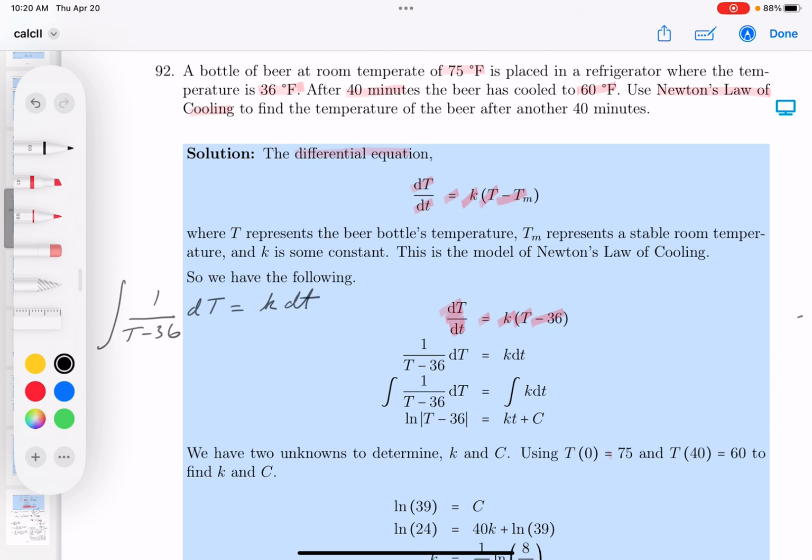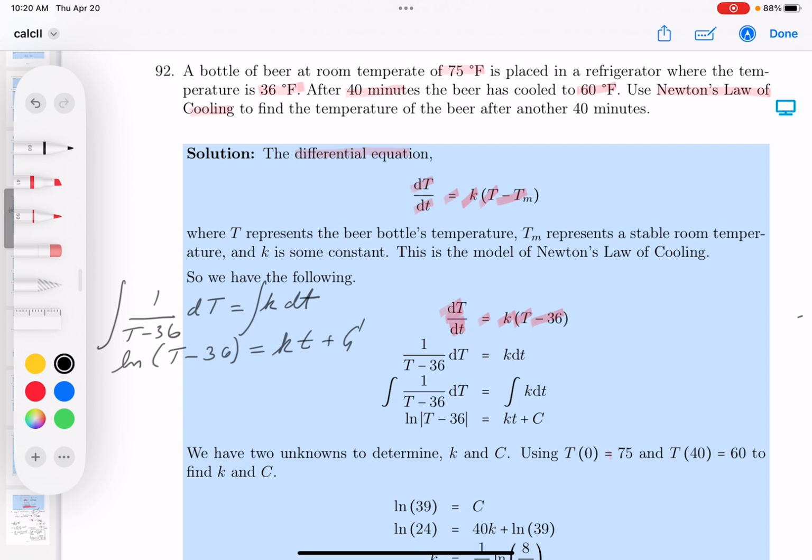What do I do? Integrate both sides. Relatively simple to do, by the way. You get the natural log of uppercase T minus 36, that's the temperature of the beer bottle in the refrigerator at time t, is equal to kt plus some constant of integration. Whether I put it on the left or right doesn't much matter.